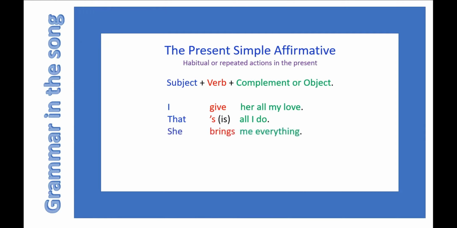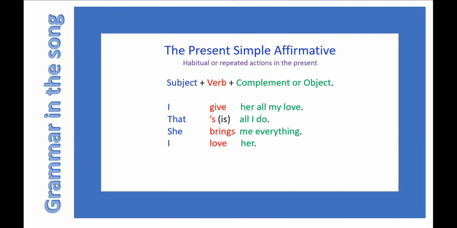Another example, "She brings me everything." In this case, the subject is a woman who brings me everything all the time as a habit. And finally, we have, "I love her." That's something that is true. It's a general truth and it's a fact. So it's in the present tense.